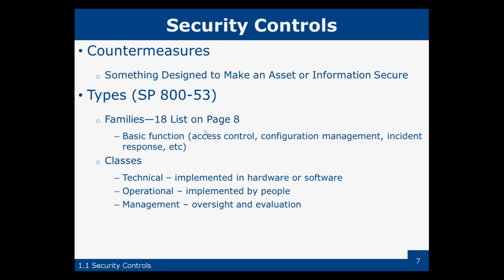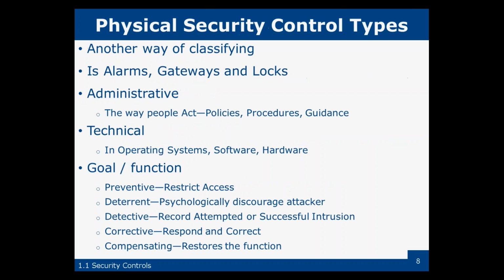there is a list on page 8 of the book of all of those families, the basic function of these things, and then they are further broken down into classes. Most of these come from NIST, the National Institute of Standards and Technology, and they have Federal Information Processing Standards, FIPS, and when you see FIPS, that's what they are, and what NIST is. But this is how these things are broken down: technical, operational, management, families, and then within the families, classes of what goes on with them.